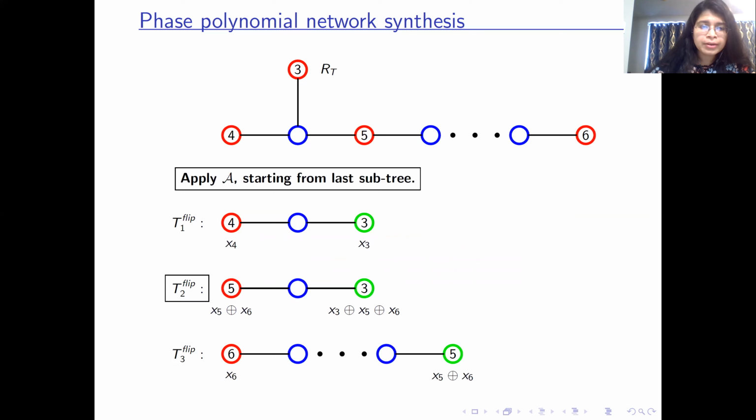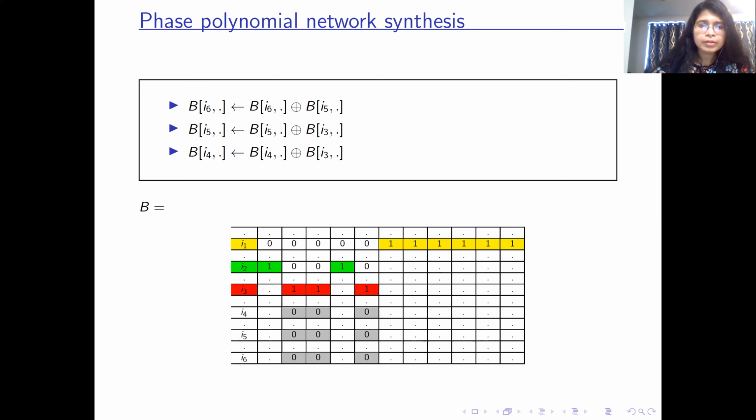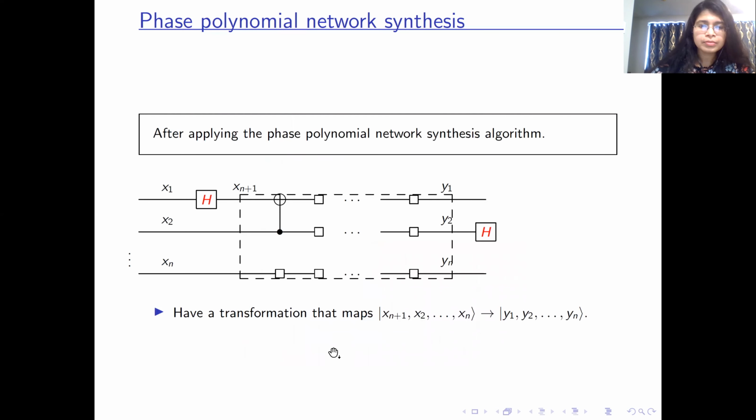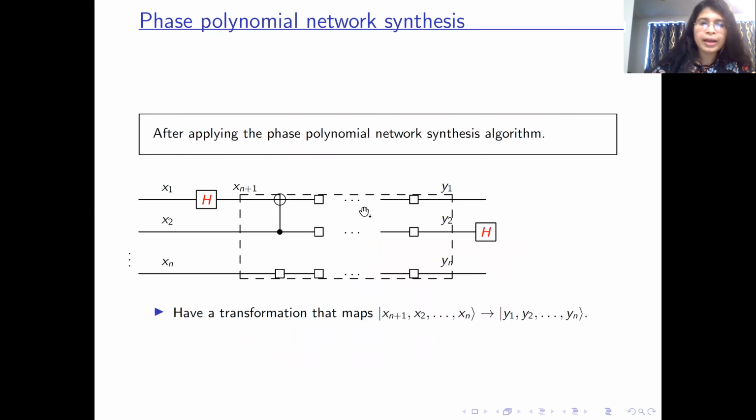We do the same kind of procedure for the second subtree. We apply similar row operations, and similarly for the first subtree. After all these row operations, we find that we have flipped all the ones in these rows. So after applying the phase polynomial network synthesis algorithm, we saw these things got flipped and the parities got realized. So we have a circuit.